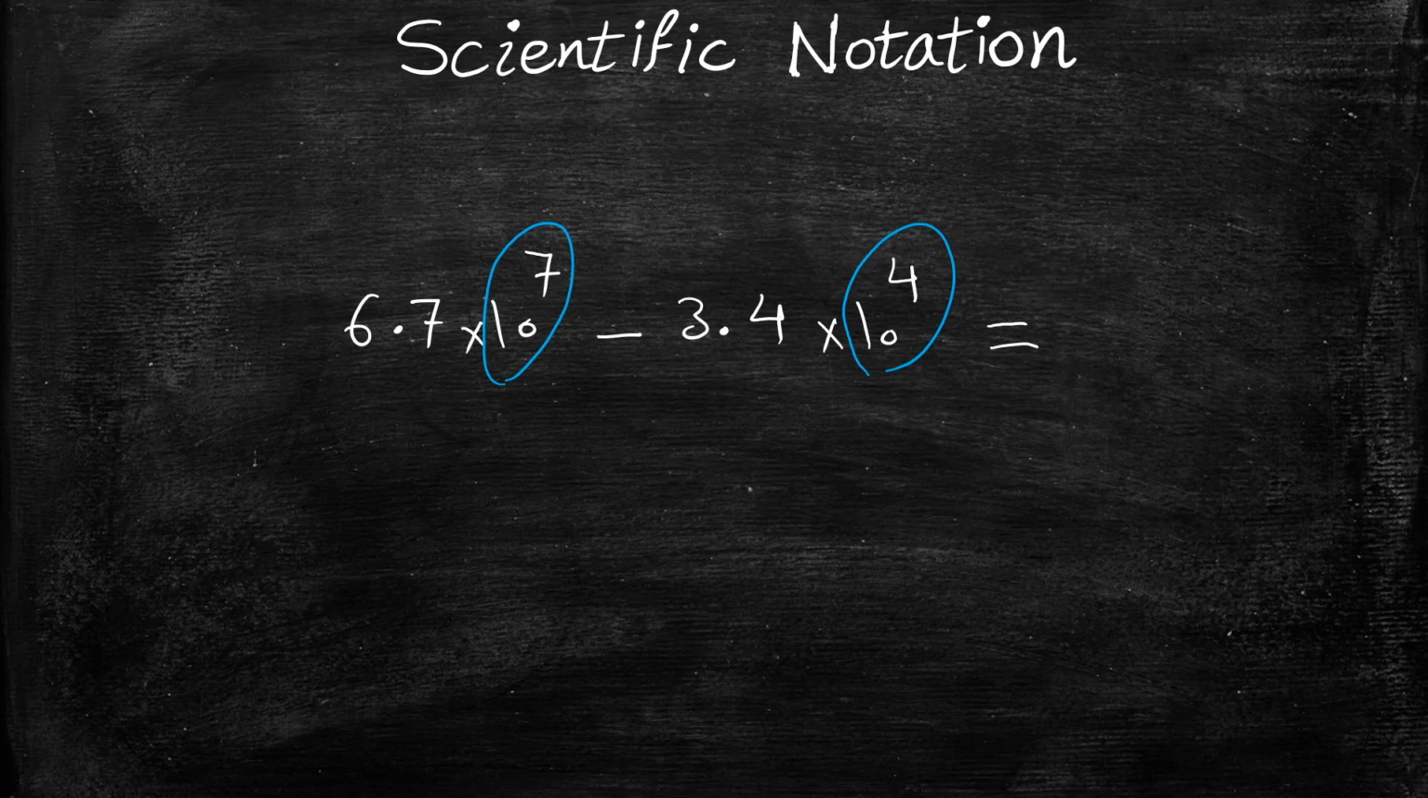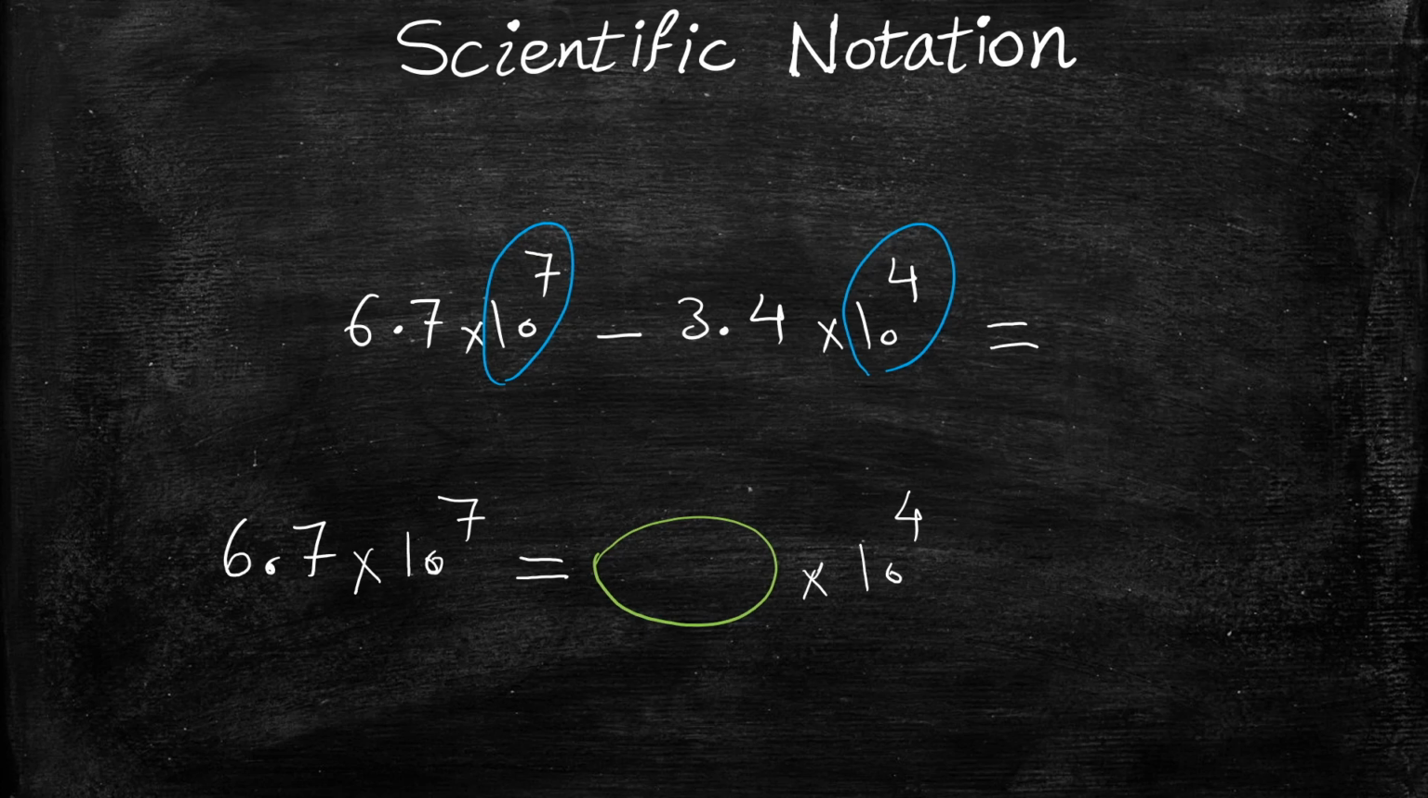So basically, we have to make 6.7 times 10 to the power of 7 into something that we still don't know, times 10 to the power of 4, right? Why? So that 10 to the power of 4 will be equal to 10 to the power of 4, so that we can subtract them from each other. Because they weren't equal before. So how do we do this conversion? Well, we want to convert 6.7 times 10 to the power of 7 to something times 10 to the power of 4.